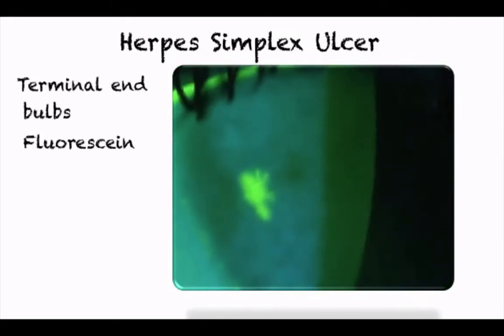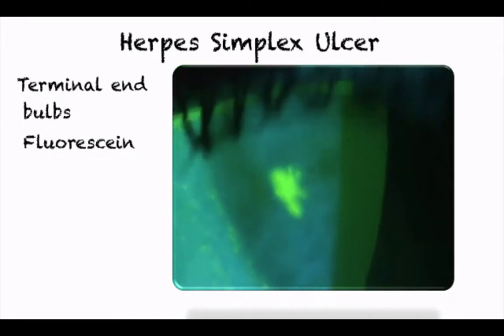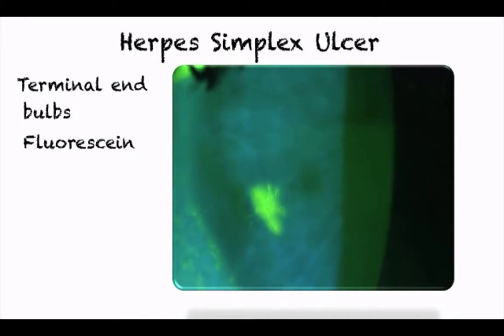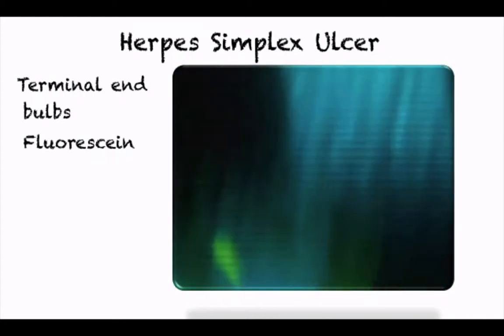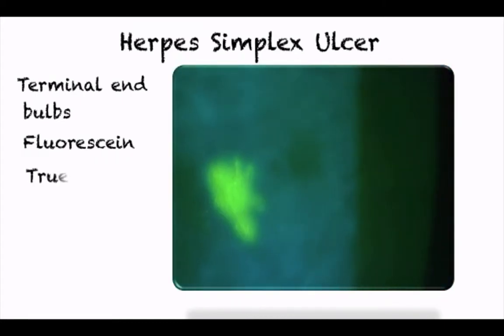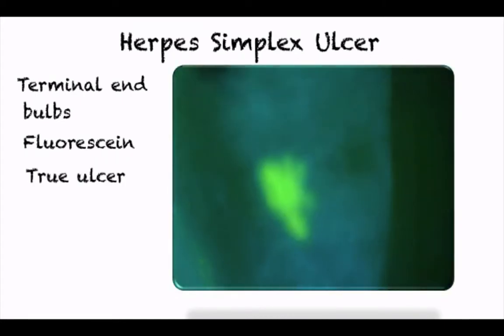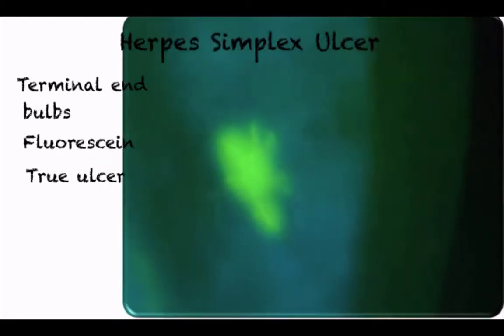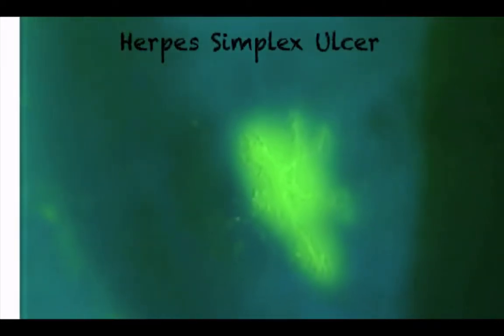Again, these ulcers stain positively with fluorescein because the virus is an intracellular organism and spreads through the cornea, causing death to the adjacent cells and increasing the size of the ulcer as it progresses. As such, a quick diagnosis and aggressive treatment are necessary in these cases.